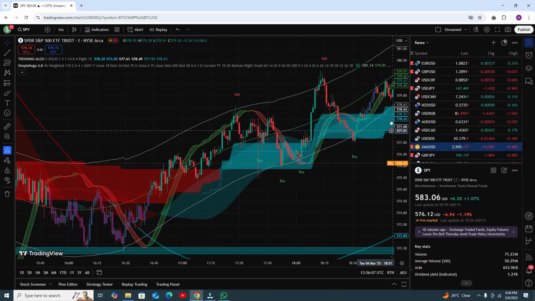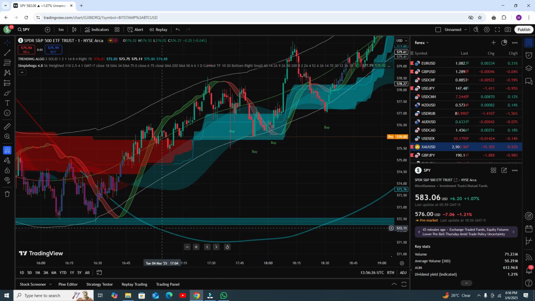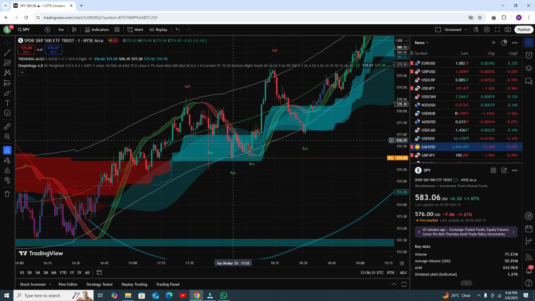So the conditions are very clear. There are two clouds here, you can see the first cloud and this one is the second one. Both should be blue, then you get the buy signal. The third thing is the trend line, which should be blue, and the fourth thing is the RSI.